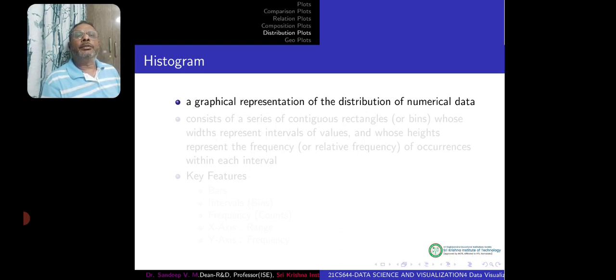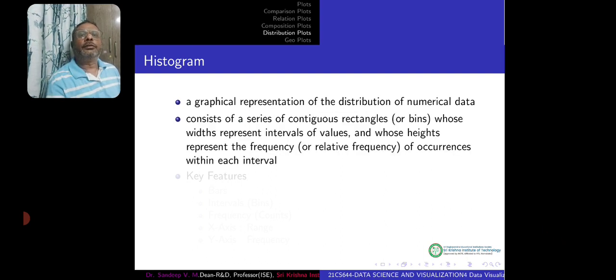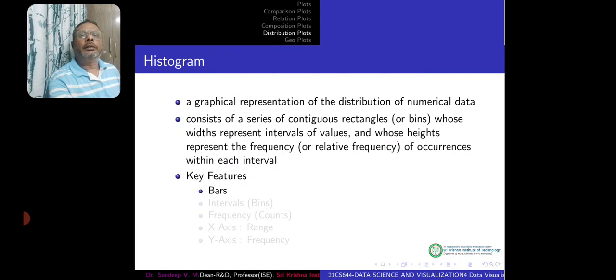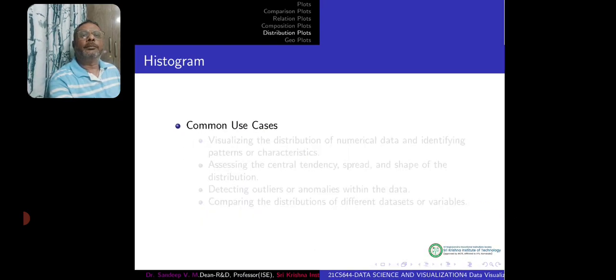It's a graphical representation of the distribution of numerical data. It consists of a series of contiguous rectangles or bins whose widths represent the intervals of values and whose heights represent the frequency of occurrences within each interval. The key features: bars, intervals or bins, frequency or counts. The x-axis talks about the range and the y-axis about the frequency.